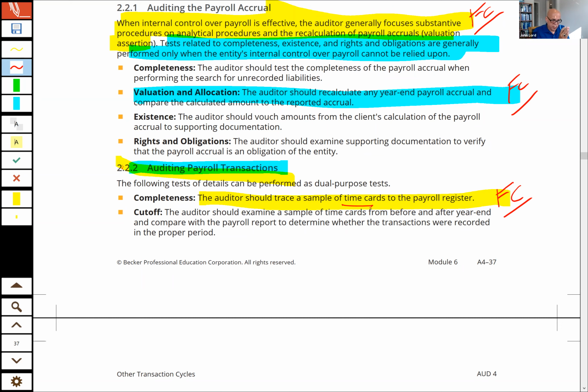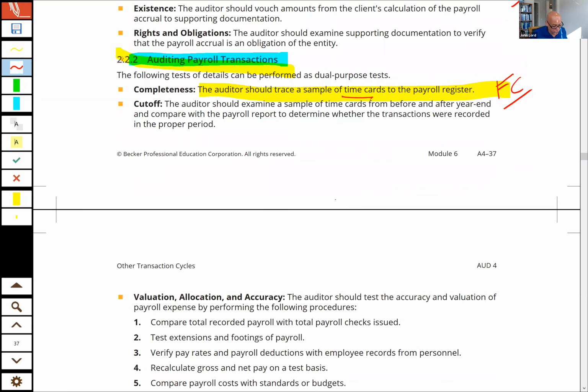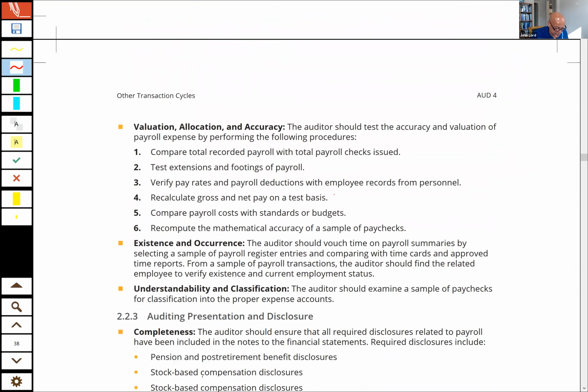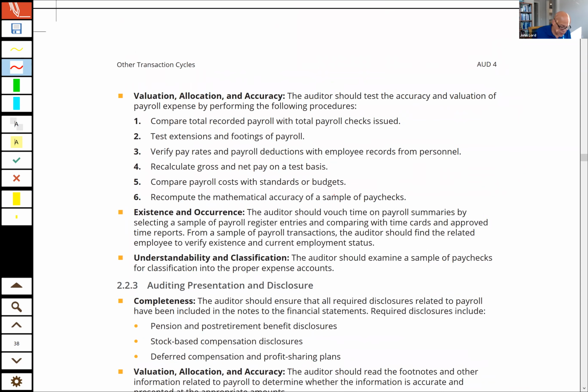Now the supporting documentation going to the accounting record, supporting documentation is the time card, right? And then going the other way for existence, the auditor should vouch time in the payroll register, and then go and find the time cards with that. So that again goes the other way.